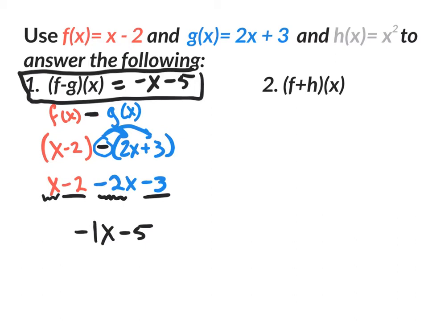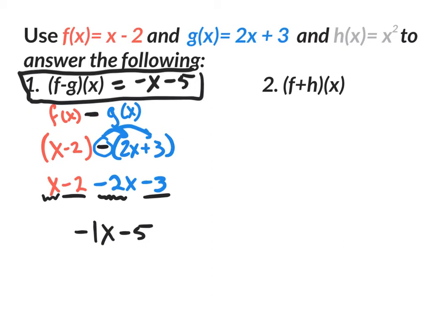So it's going to be one of those. Very simple. It's just combining like terms after you distribute the minus sign. Let's take a look at this next one. This next one, we're going to be using the f of x function, the red one, and the h of x function, the gray one. And we need to add those together.